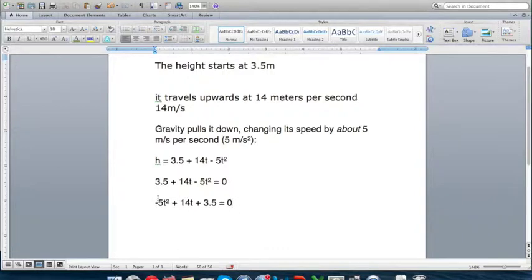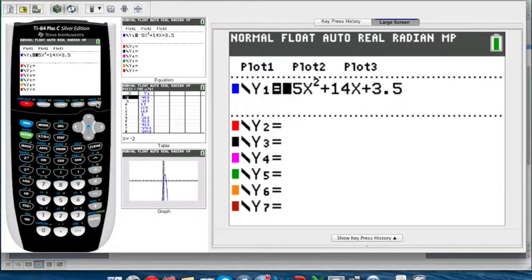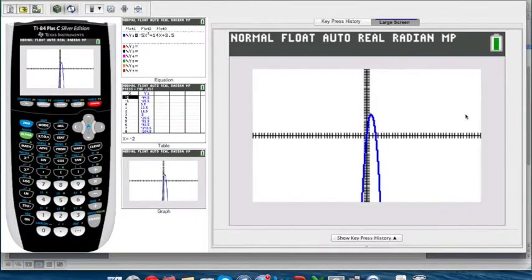So this is how it looks: negative 5t squared plus 14t plus 3.5 equals 0. So let's try to solve it. Alright, here we are again. Sorry. So what I did is I put the equation in the graphing calculator, and I am going to graph it right now to see the parabola. Boom. So this is the parabola right here.